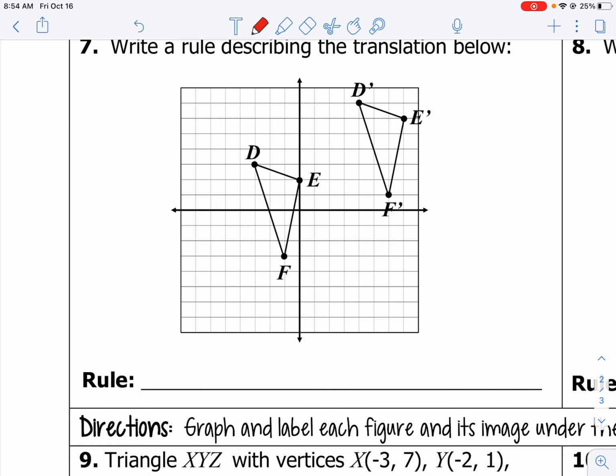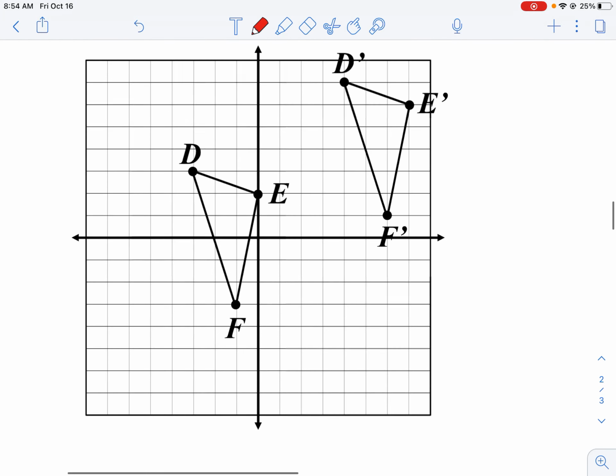Okay, so for number 7, this time they give us both images, so they give us the pre-image and the image, and they want us to write the rule. So the first thing that needs to happen is you need to identify which is which. The one without the apostrophe is our pre-image, and the one with the apostrophe, like D prime, E prime, F prime, that's our image. All right, then all we have to do is just count the transformation.